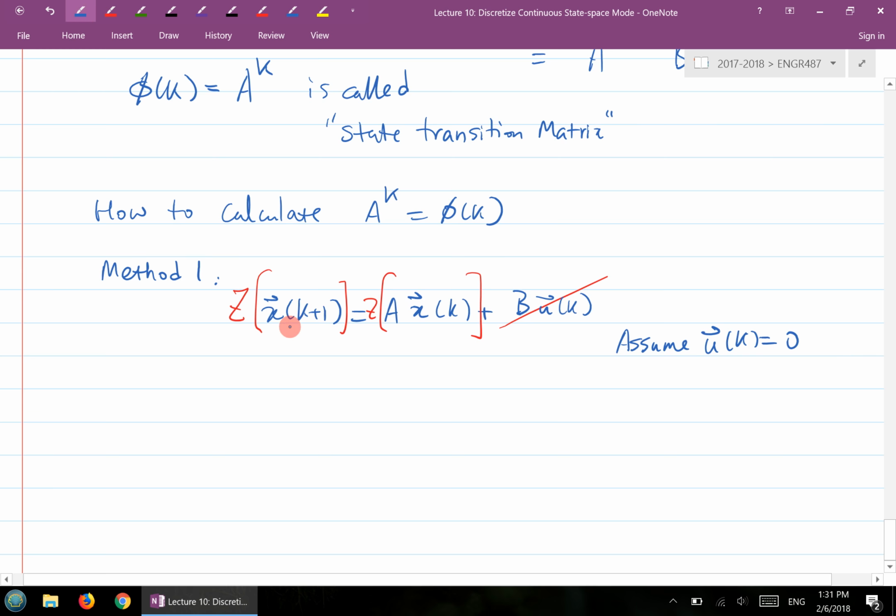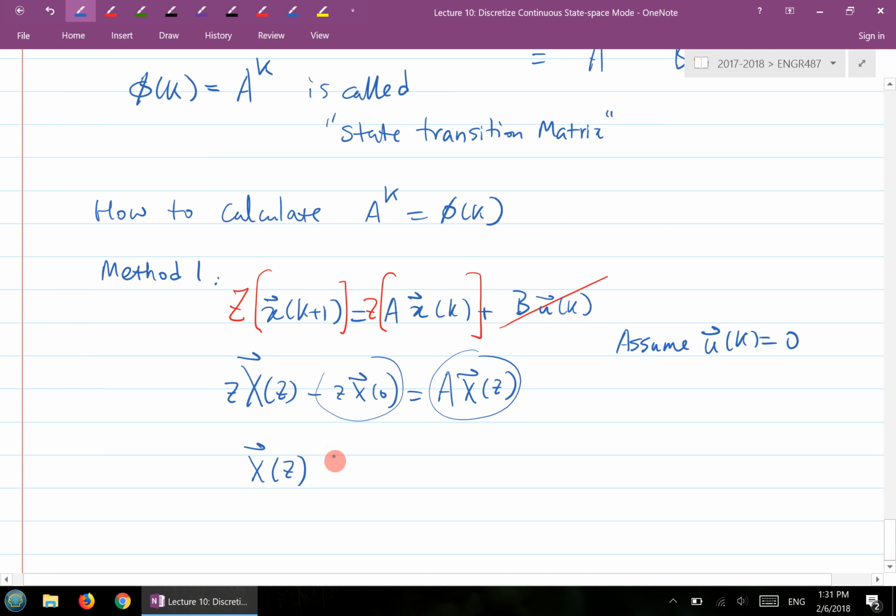The Z transform of the left side is Z times capital X of Z, minus Z times the initial condition x of 0, and on the right side here is A times X of Z. Then move this term to the left and this term to the right, and we get X of Z times (ZI minus A) equal to Z times X of 0.